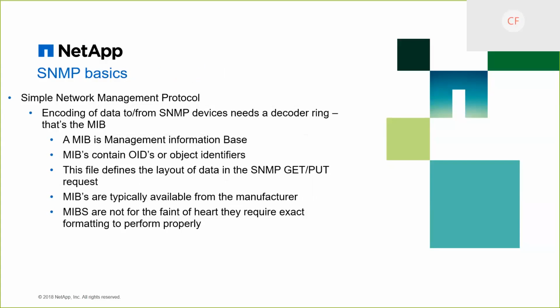Now, MIBs are typically available from the manufacturer. If you buy a switch or a router, that sort of thing, except for the very, very low-end stuff that maybe doesn't have an SNMP stack, you will find that the manufacturer will provide these. They can be a little difficult to hunt down, but that's typically where you're going to go for these.